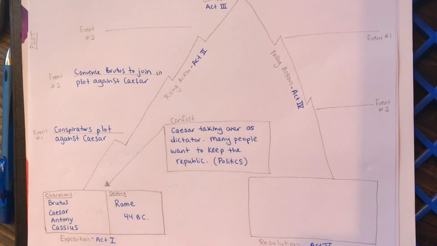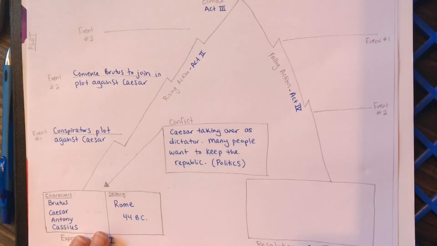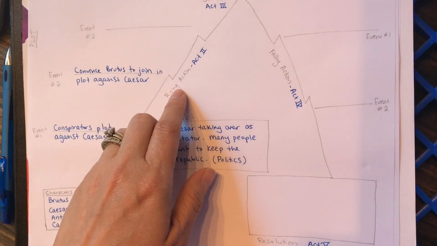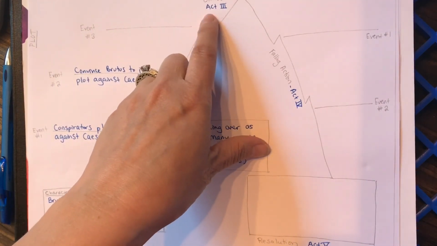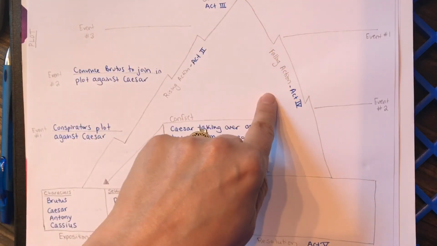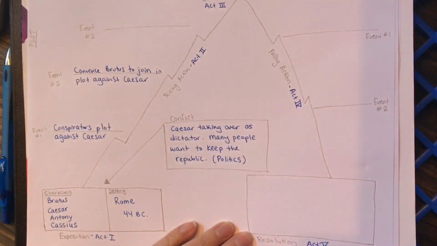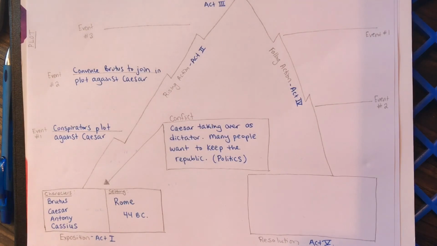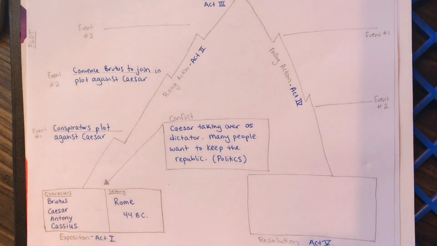So the 5 acts of the play: the exposition is Act 1, then the rising action is Act 2, the climax is gonna be somewhere in Act 3, our falling action is Act 4, and our resolution is Act 5, and that is what you need to be working on. So you can go ahead and fix what you have, get started on this, and let me know if you have any questions.